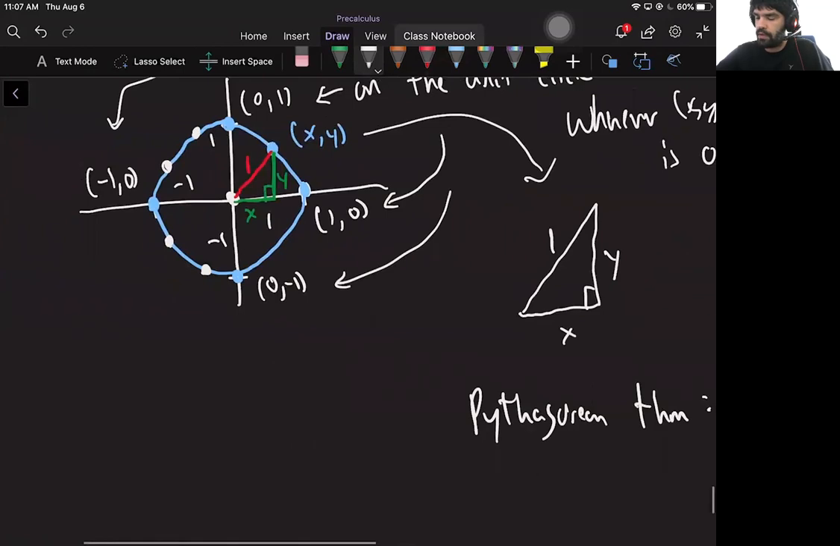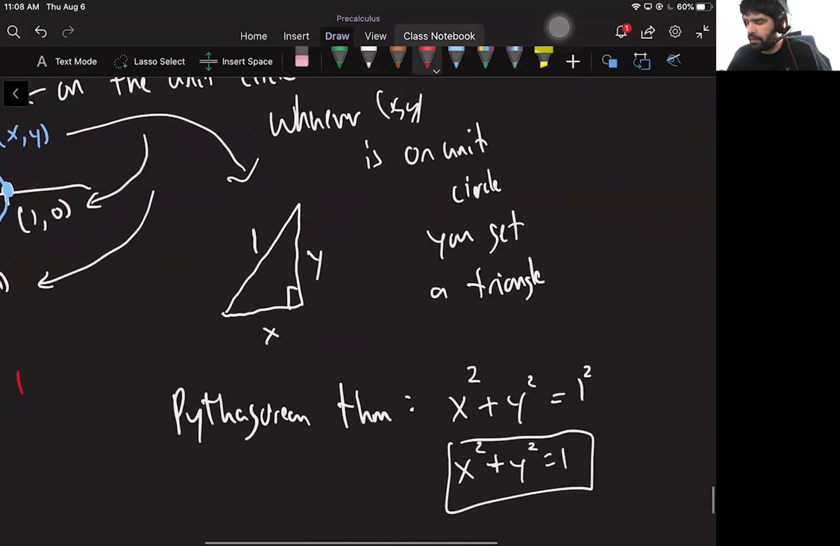You can test it with points that we already know, like this guy here. We know 0, -1. Well, if I plug it in, 0 squared plus negative 1 squared, does that equal 1? Yes, because you get 0 plus 1, which is 1, for example. Okay, so this is a very key relationship for points on the unit circle. XY coordinates are on the unit circle whenever this happens.